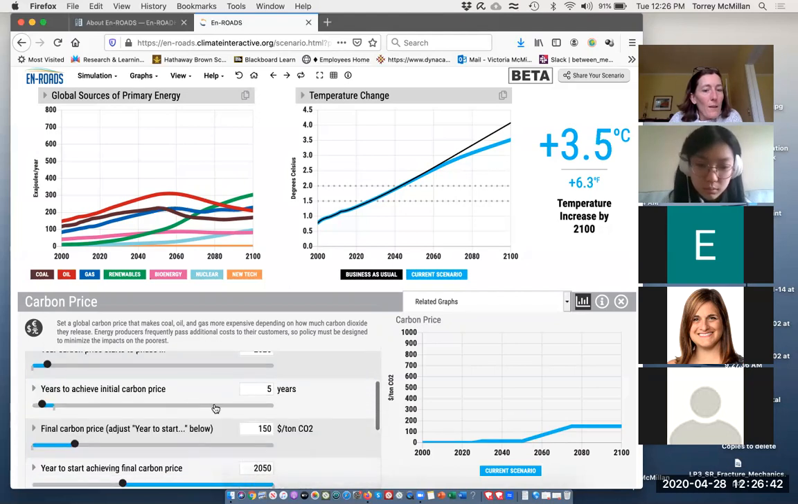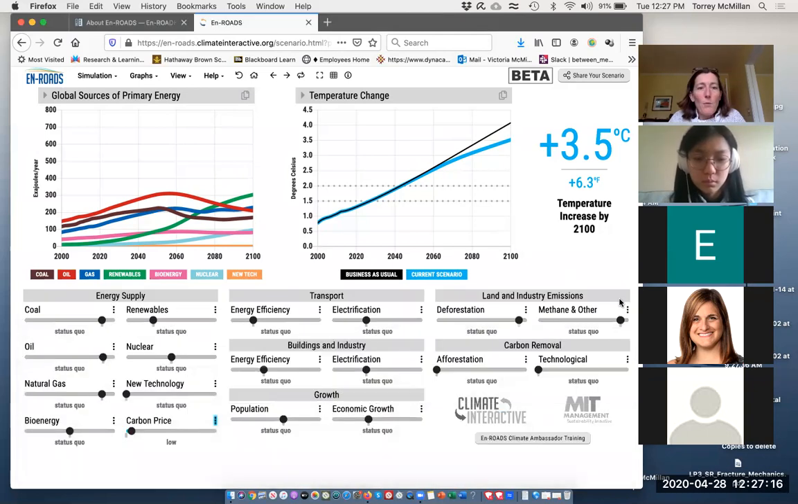Is the price for everyone, or is it just for the top consumers of carbon? So typically with a price on carbon, they apply the price at the point of production, and then it would trickle down through the economy depending on how different manufacturers choose to pass that cost on or not. So does that answer that question? Yeah. All right, so carbon price, pretty effective. Does anybody have something else they want to mess around with?